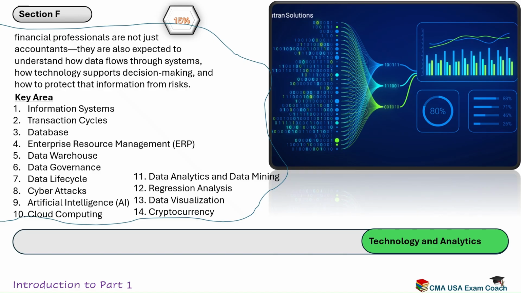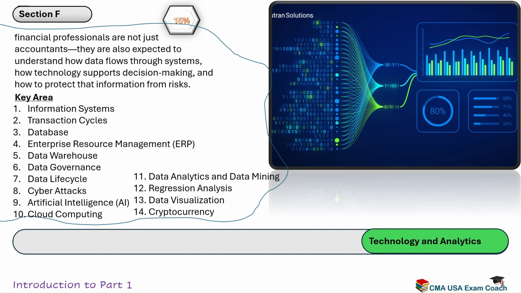Next, cloud computing. Cloud computing allows organizations to store and access data over the internet instead of relying on local servers. It provides flexibility, scalability, and cost efficiency, but also requires strict data security controls. Most modern ERP and accounting systems are now cloud-based.